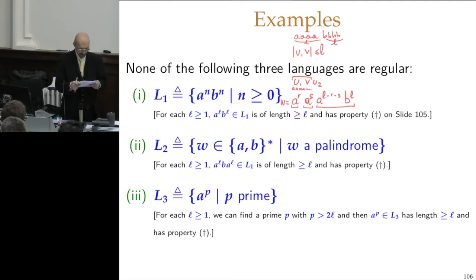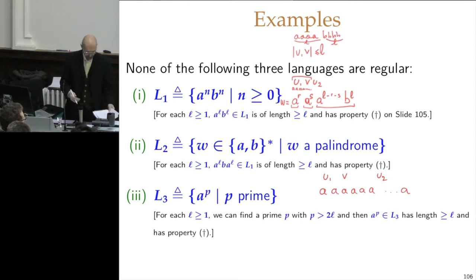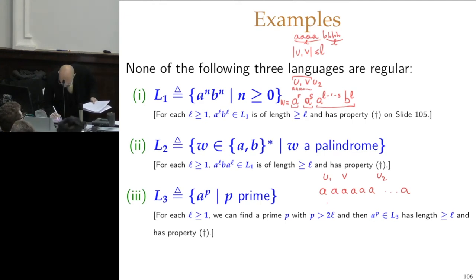So let's again use the same notation as here. So our string is going to be a to the p. And we need to split it into u1, v, and u2. There's no question about it. All of these are going to be made of a's. There's nothing else they could be made of. But exactly how many a's? So the notation used here is that I'm going to call r the number of a's in u1. A to the r is u1, the first bunch. And the next bunch is a to the s. And then the next bunch is a to the p minus r minus s.